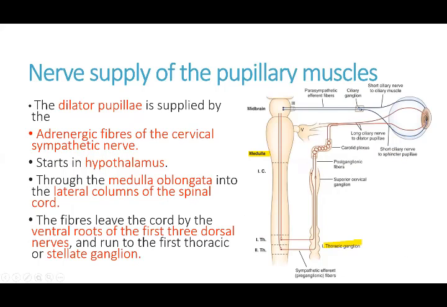And the dilator is supplied by the adrenergic fibers of the cervical sympathetic fibers. Okay? It starts in the hypothalamus. Now through the medulla oblongata, which is here, into the lateral columns of the midbrain and lateral columns of the spinal cord. The fibers leave the cord by the ventral root of the first three dorsal nerves and run to the first thoracic or stellate ganglion.